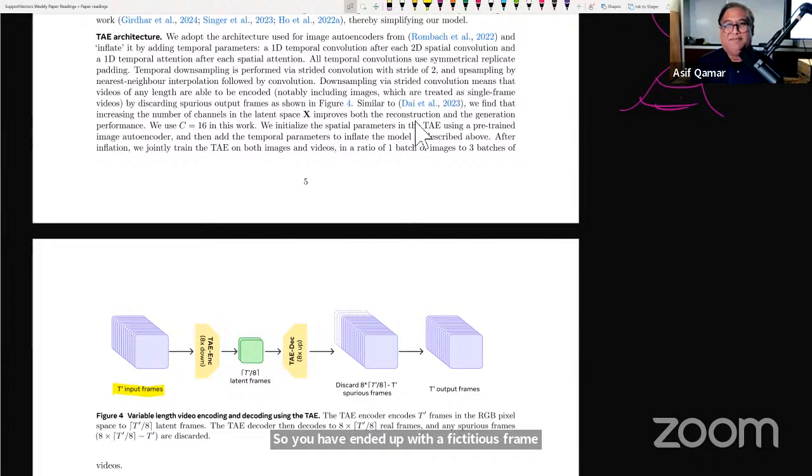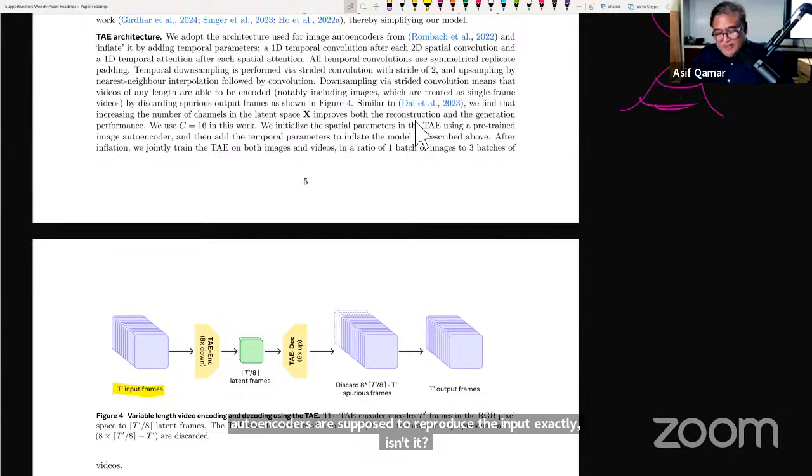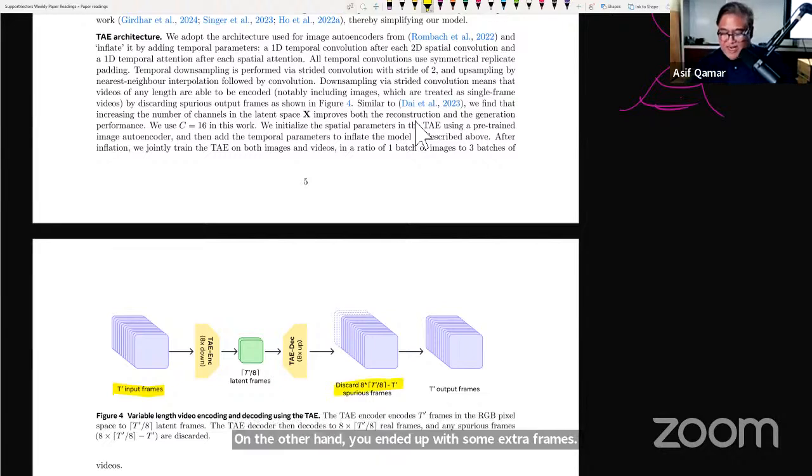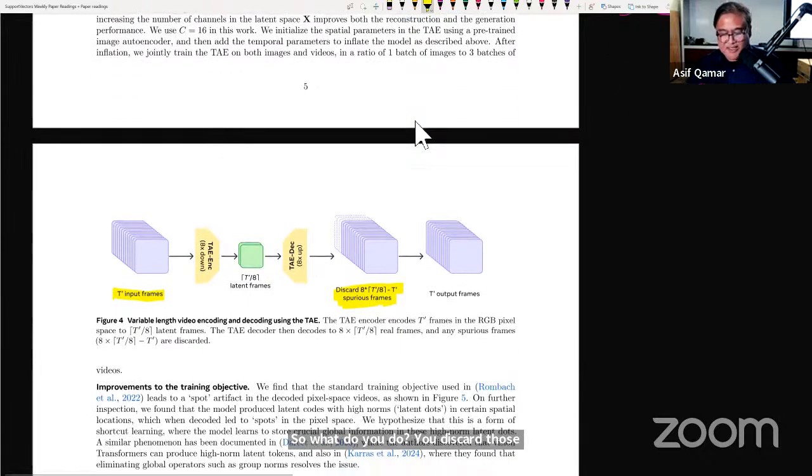A non-existent frame in the decoder. Autoencoders are supposed to reproduce the input exactly, isn't it? On the other hand, you ended up with some extra frames. So what do you do? You discard those extra spurious frames, right? It's saying just discard the last few frames, and whatever remains is the output frame. That's it.